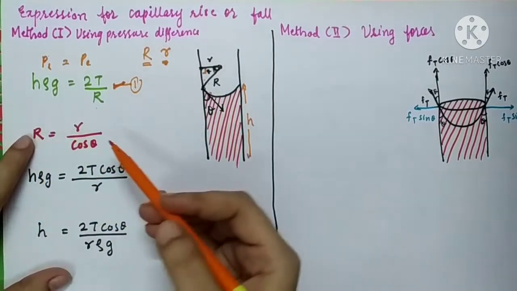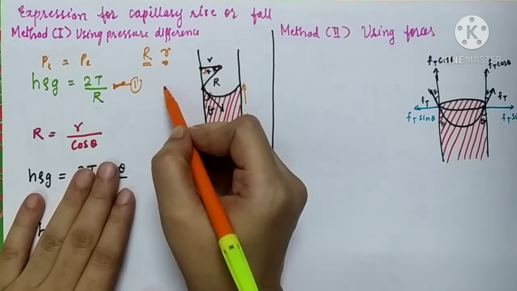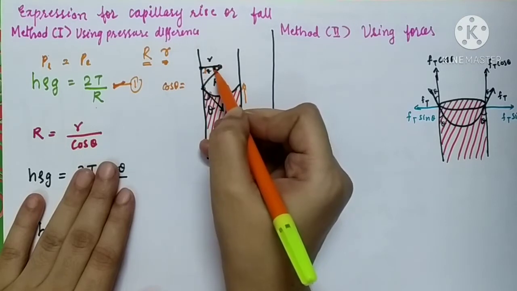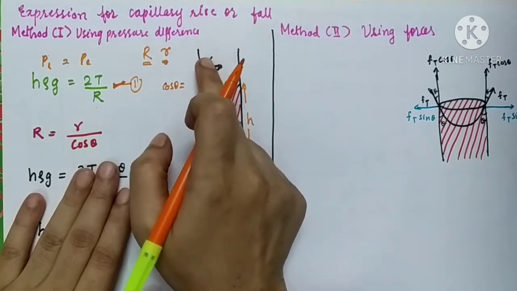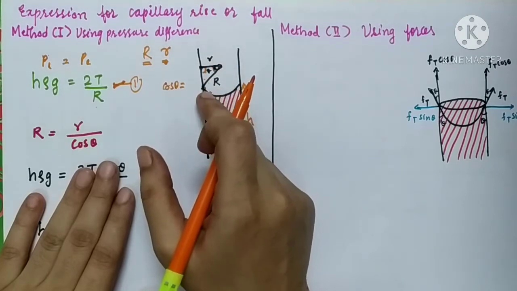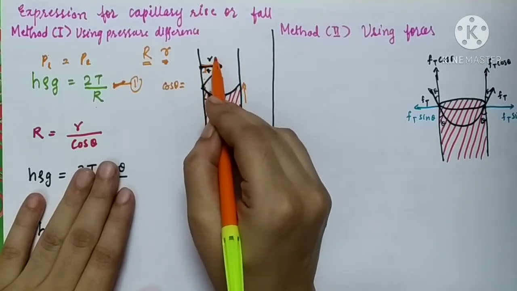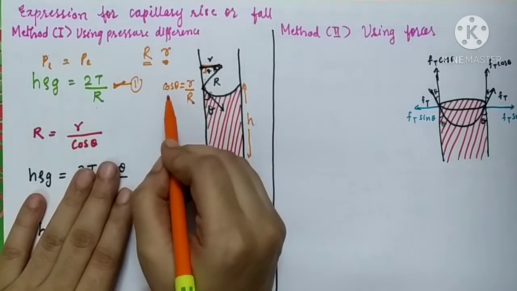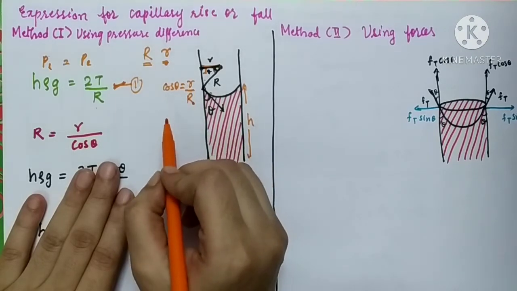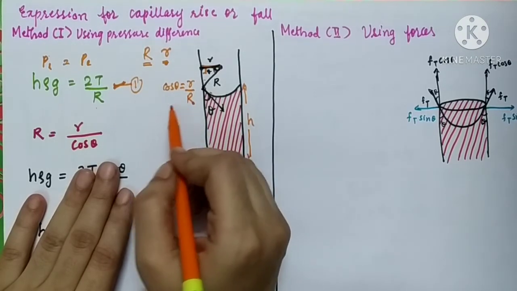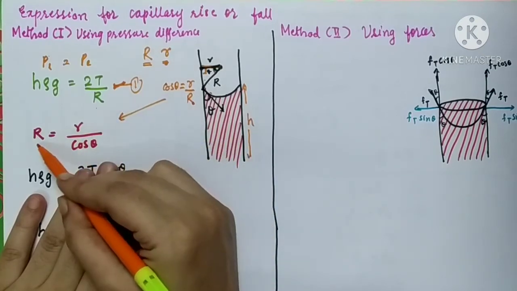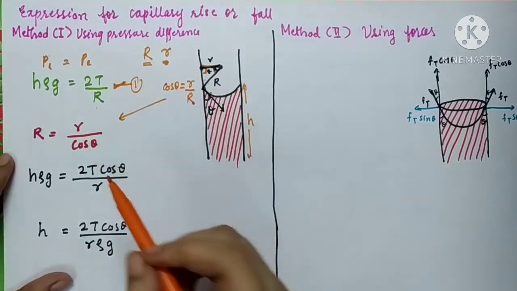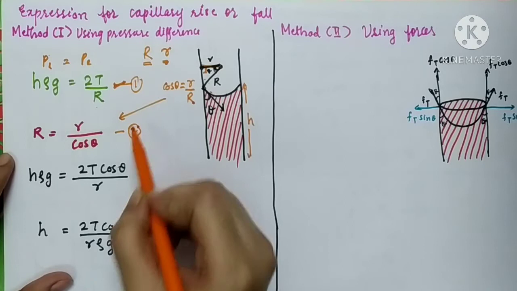Radius of a liquid meniscus, as you all know, see this angle is theta. Can you determine the value of cos theta? Cos theta is adjacent upon hypotenuse. The adjacent side of this triangle is small r and the hypotenuse is capital R. So cos theta is small r upon capital R. Then from this equation we can write capital R is equal to small r upon cos theta. So here we have this as equation number 2.